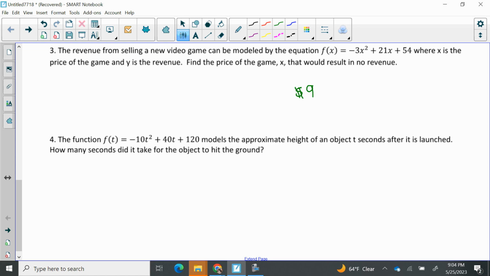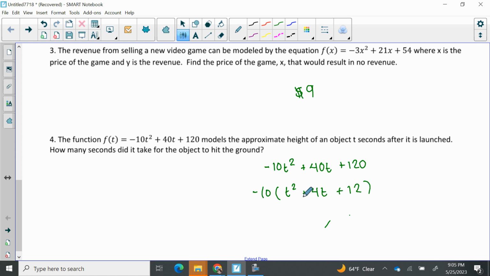Or should I? You know what? Let's factor it out. So what I'm going to do is I have negative 10 t squared plus 40t, hopefully I can factor this, plus 120. So the first thing I'm going to do is take out the greatest common factor. So I'm going to take out negative 10, right? And that gives me t squared plus 4t plus 12.